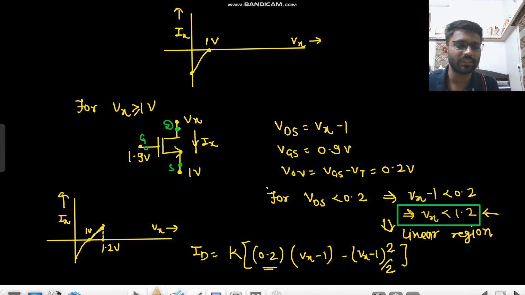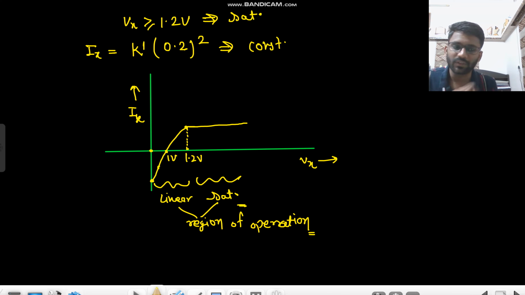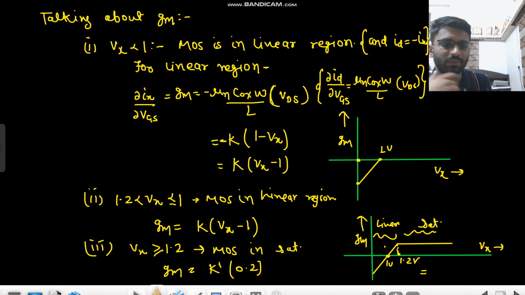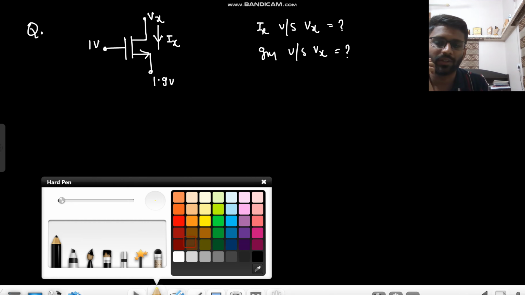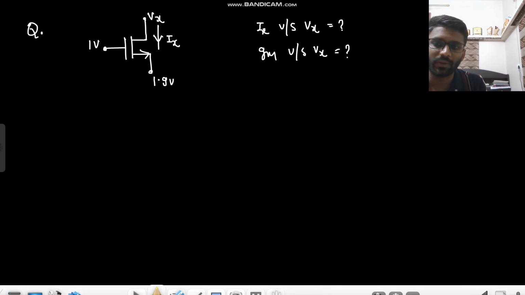Okay. So we'll see more examples now. This was also a very good question. We will see the third question now. In this one, let me write the question, then we will see it. Now we will see this question. So again, all the data are the same, and you need to do the same analysis. You have to draw Ix versus Vx and Gm versus Vx.